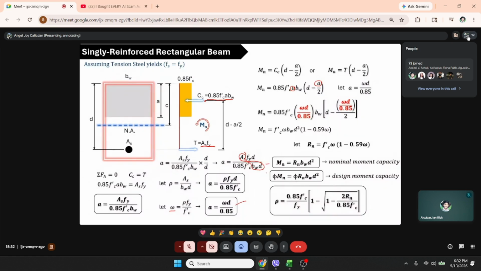So instead of this, you can just use that one. For some, this is easier because it is like working with the stress diagram. But sometimes it is faster if Rn is given, or it is shorter. And we also have the formula of the actual steel ratio equal to 0.85 fc prime over Fy multiplied by the quantity of 1 minus the square root of the quantity of 1 minus 2 Rn over 0.85 fc prime. So, this should be memorized.